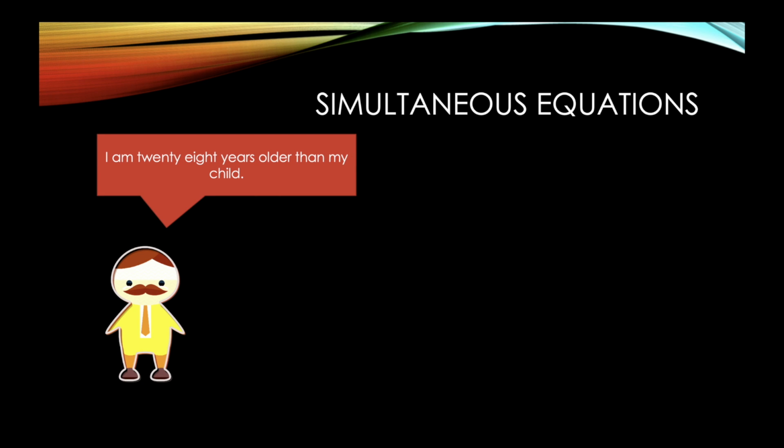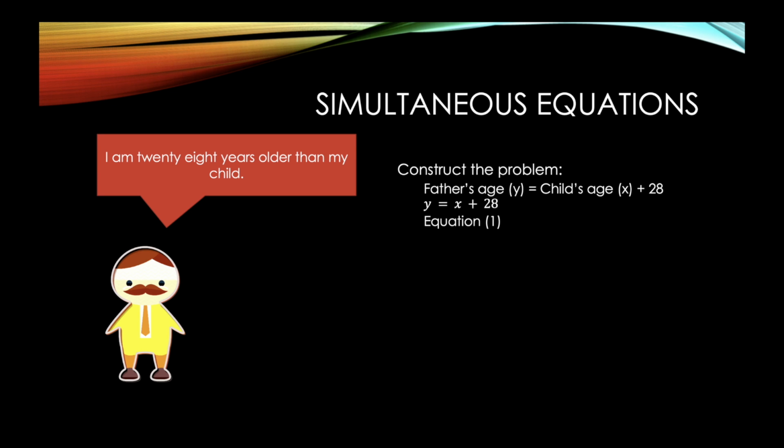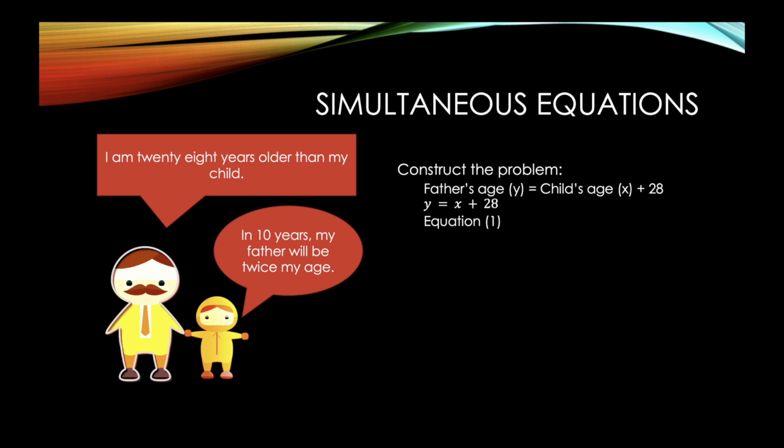So the father tells you, I'm 28 years older than my child. And then you have your first equation where you construct the father's age. In this case, we'll just use y as the variable, y is equal to the child's age x plus 28. And then the child tells you, in 10 years' time, my father will be twice my age. And then you construct a second equation where you have y is equal to 2 into x plus 10. And if you multiply the brackets, you get y equals 2x plus 20.